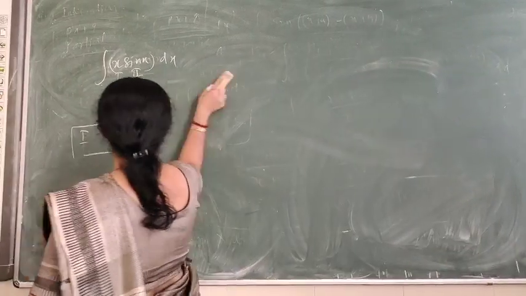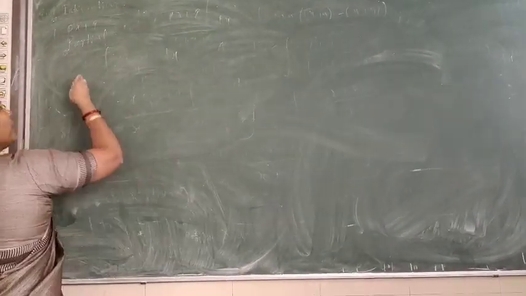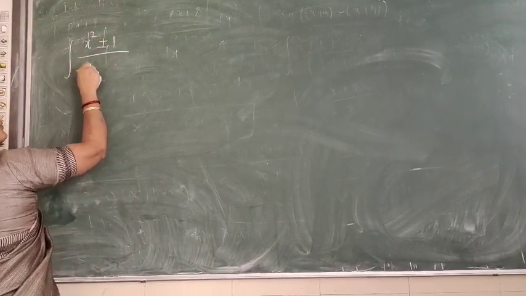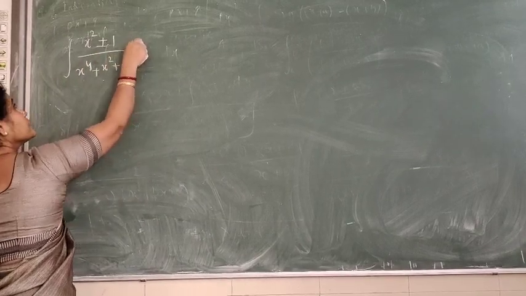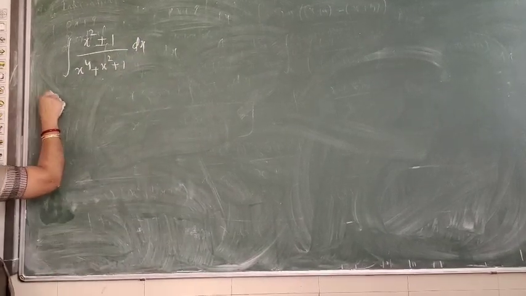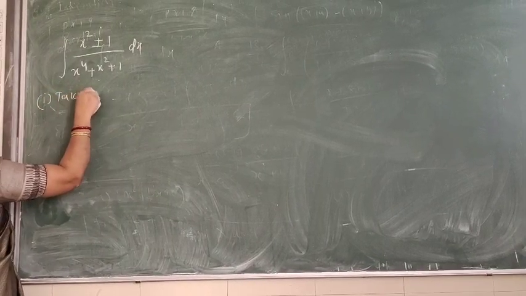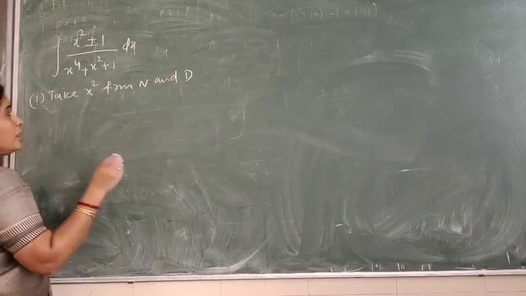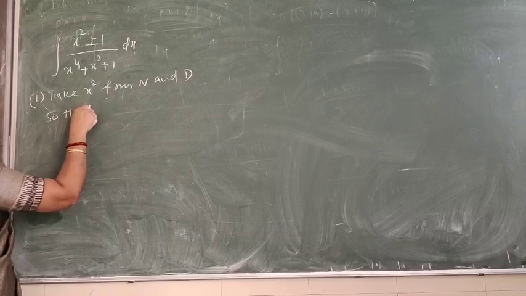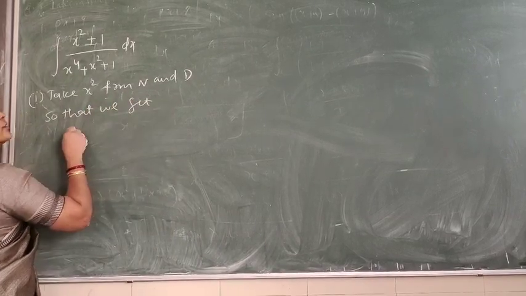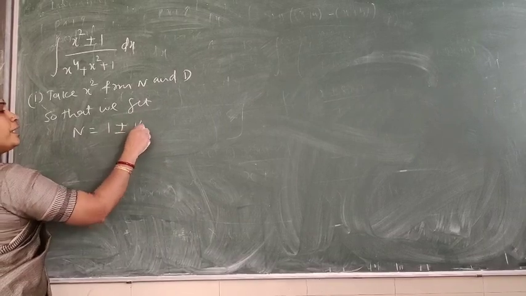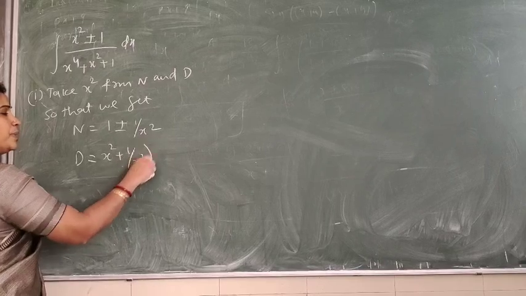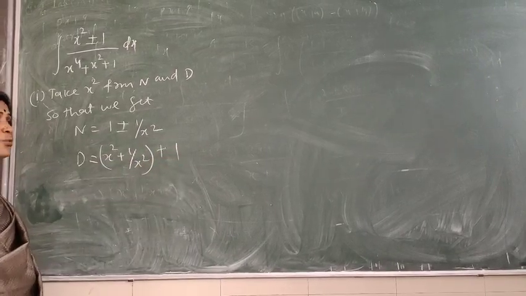Specially degree 4. Now come down. Degree 4, integral. In case the question comes as (x² + 1) upon (x⁴ + x² + 1) dx. So what I told you, step number 1: take out x² from numerator and denominator, so that we get in the numerator 1 plus or minus 1 by x², and in the denominator x² plus 1 by x², and then plus some constant, may be 1 or 2 or 3, whatever.